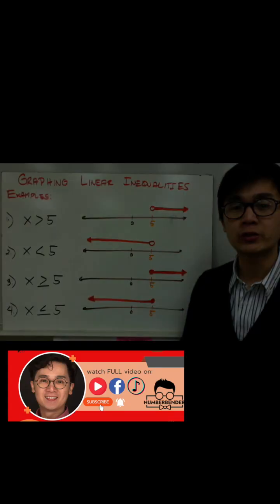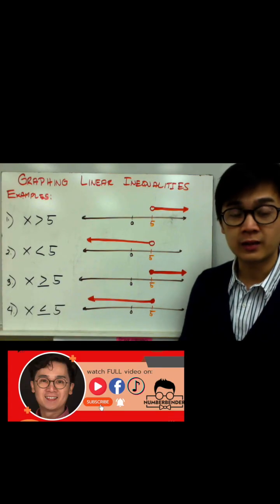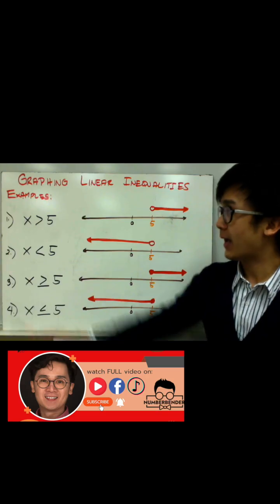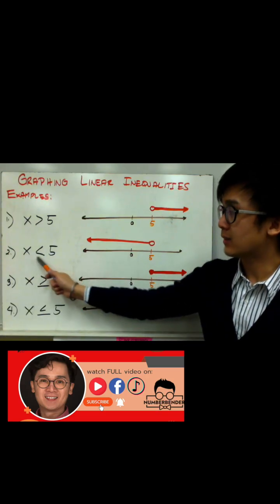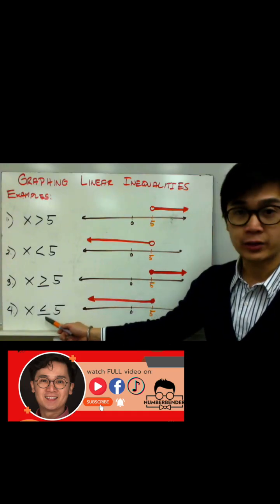Today we're going to learn how to graph linear inequalities. Now on the board I have several examples of linear inequalities and their graphs. I have x greater than 5, x less than 5, x greater than or equal to 5, and x less than or equal to 5.